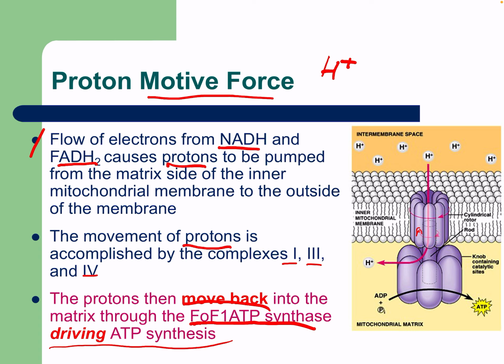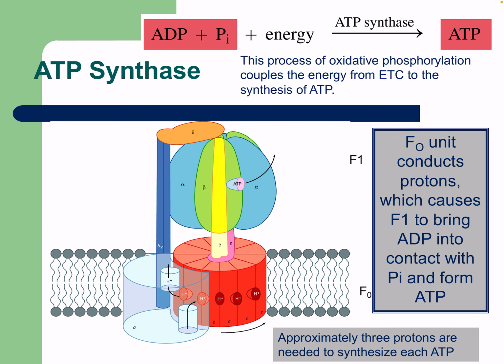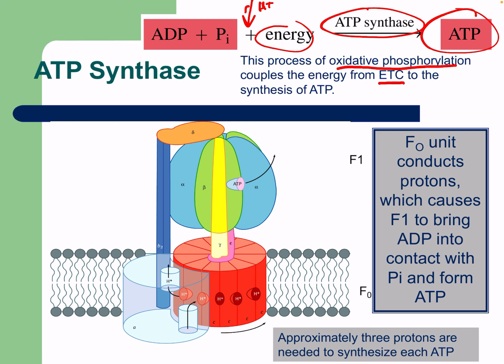So again, the electrons donated from NADH and FADH2 are moved through the complexes, and this causes the movement of protons in complexes 1, 3, and 4. And again, they move back in, essentially making the ATP synthase work. So essentially, it is ADP and inorganic phosphate plus the energy from the movement of those hydrogen ions through the molecule ATP synthase, forming ATP. So this process of oxidative phosphorylation couples the energy from the electron transport chain to the synthesis of ATP through ATP synthase. As we mentioned, there are different units.